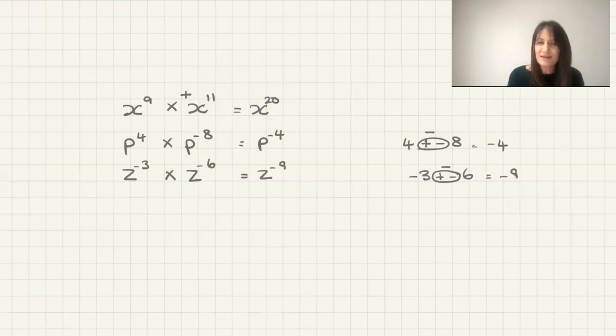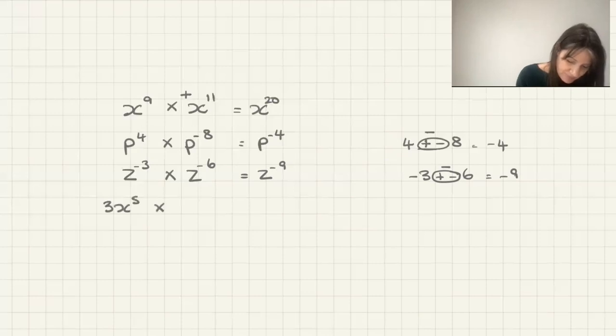So yeah, you do have to take a little bit of care because it's very easy to go wrong with those negatives. Okay, what else could I do? What about 3x to the 5 times 2x to the minus 2?